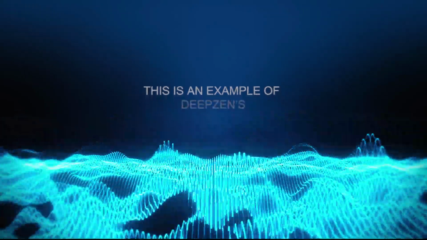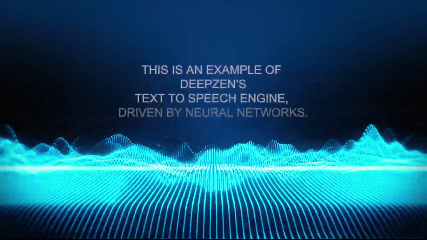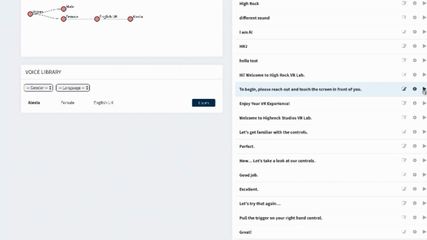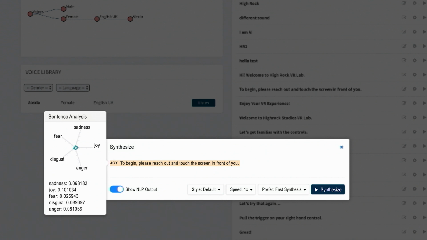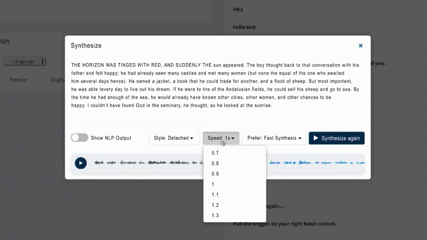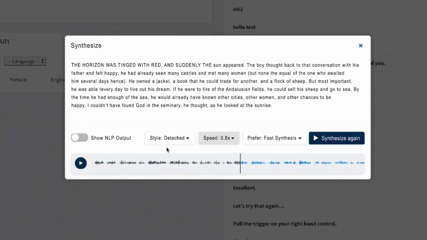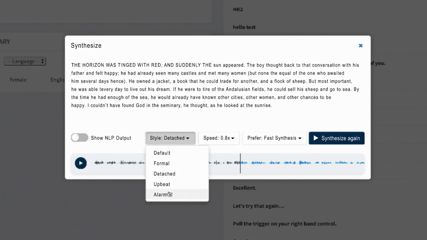This is an example of DeepZen's text-to-speech engine driven by neural networks. For the natural language processing that we use, we have a huge database of texts labeled with emotion tags. And then we use CNN mostly to train and to map the texts to these emotion labels. This, with, of course, the understanding of the punctuation and the understanding of the general context, you can generate a proper, realistic intonation.